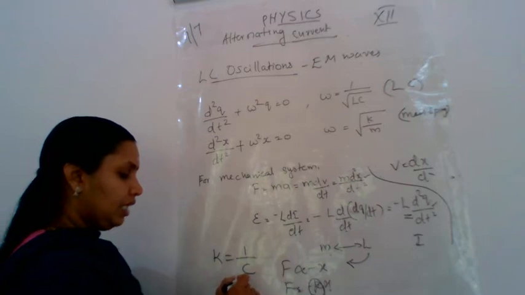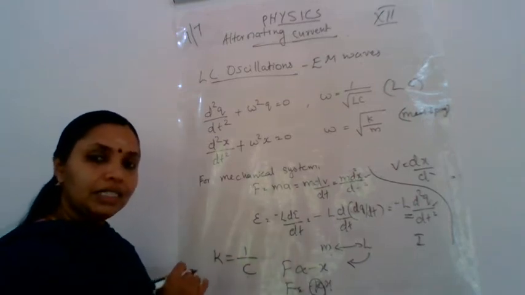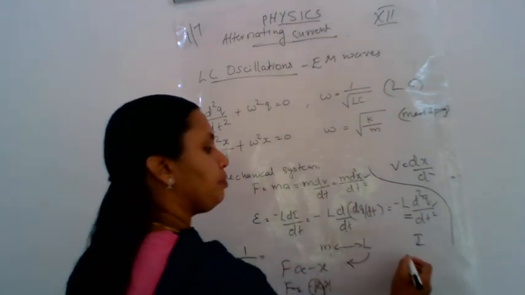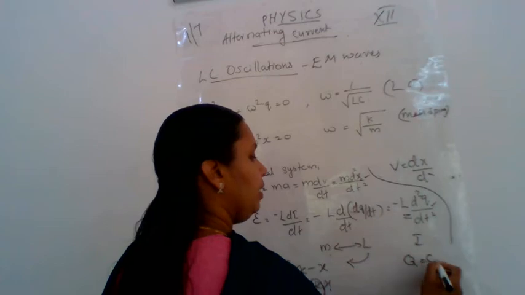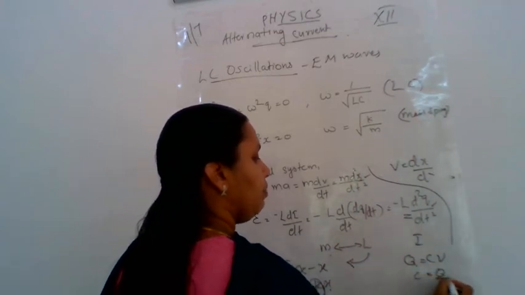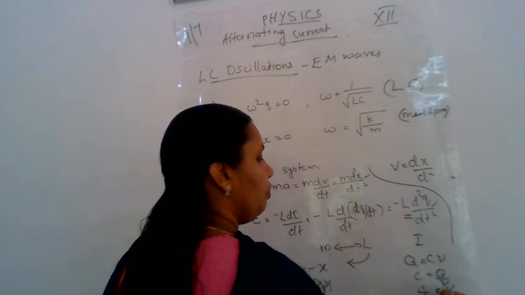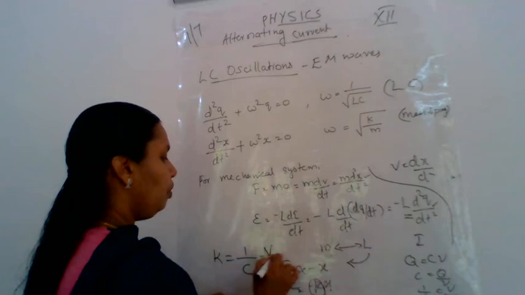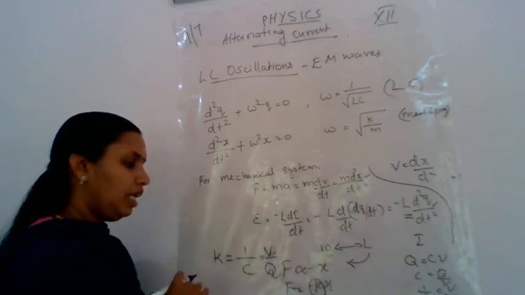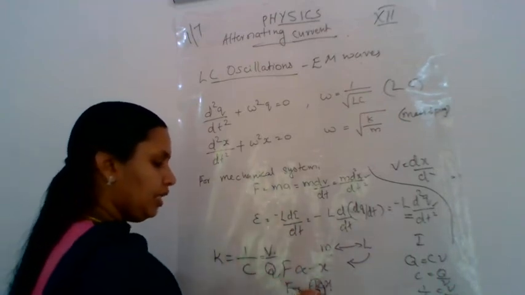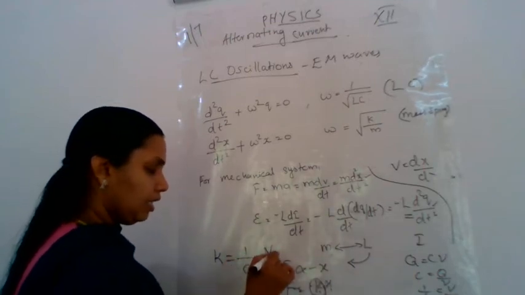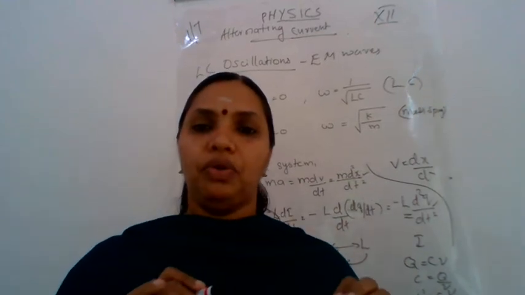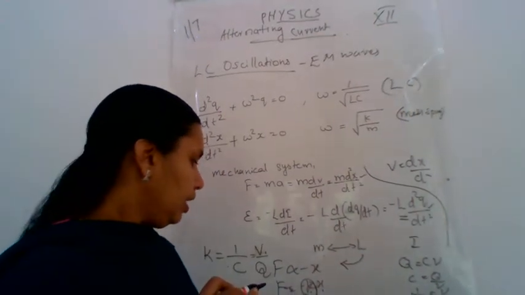Similarly, here what is it? Here the capacitance determines the flow of charge. Why? We know that Q is equal to CV and C is equal to Q by V, or 1 by C is equal to V by Q. So comparing with that, 1 by C is equal to V by Q. That is the potential difference. Here it is the spring constant, and here it is the potential difference. That is the opposition to the flow of charge or current.